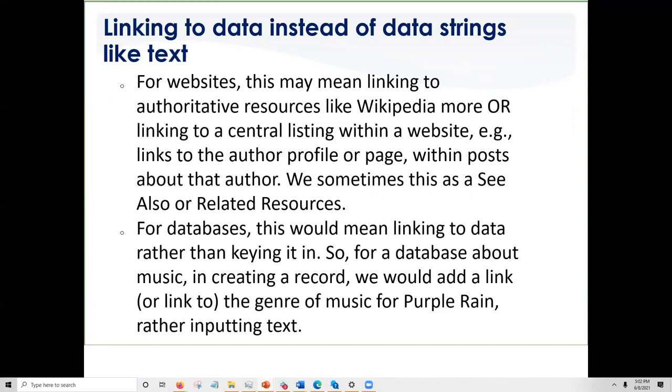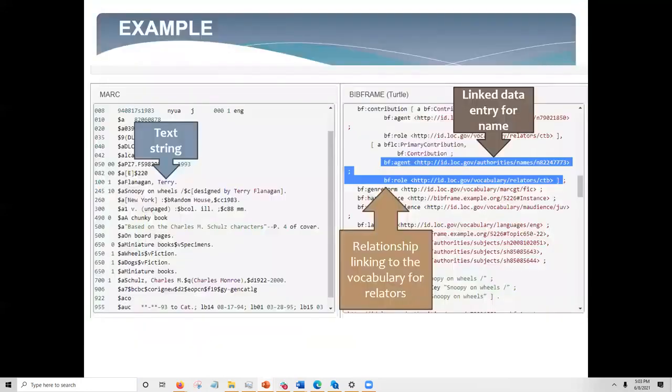all of that can do a couple of things. One, you can reduce having to fix those kinds of things. So if Terry Flanagan's name changes, you don't have to fix that. And then it can also be a way to enrich that information. So in addition to linking to, say, the Library of Congress name authority file for Terry Flanagan, you might also link to her Amazon author page or something like that. So you could also provide value added stuff too.